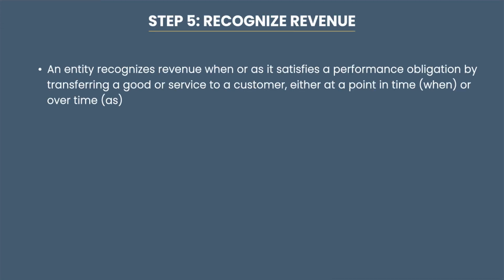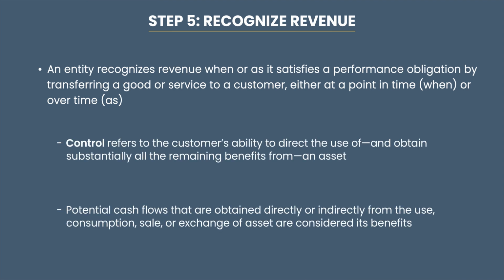The fifth step is to recognize revenue. An entity recognizes revenue when it has satisfied a performance obligation by transferring a good or a service to a customer. This is either at a point in time, when, or over time, as. A service or a good is considered transferred to the customer once that customer obtains control over it. Control refers to the customer's ability to direct the use of or obtain substantially all of the remaining benefit of an asset. I mentioned that revenue is recognized either at a point in time, when, or over time, as.